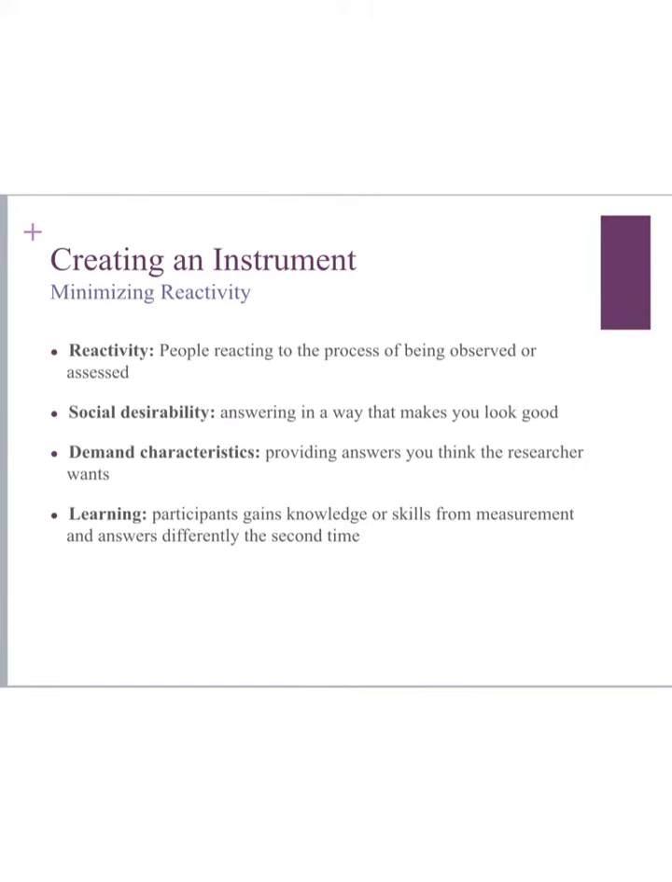When you're creating a measure, you have to think about reactivity, and that is, how will people react to the process of being observed or assessed that might change the way they respond from what's really true. So the most common type of reactivity is social desirability, and that is where the person responding answers in a way that makes them look good. So if we're measuring therapeutic alliance and your client wants to appear like a good client, then they may answer in a way that makes them appear that way.